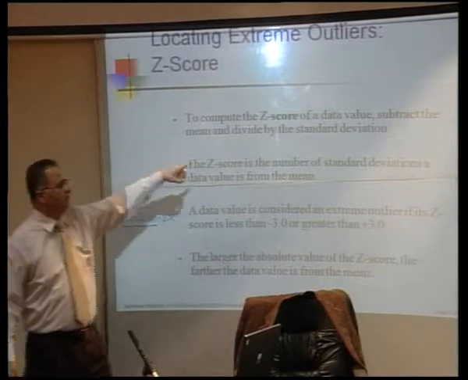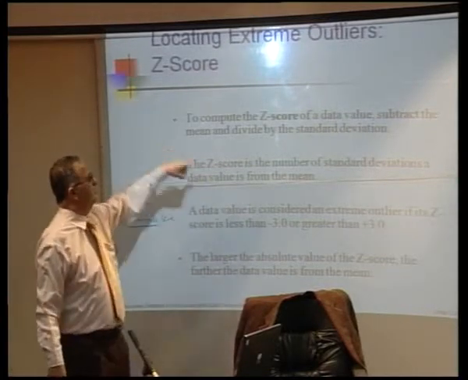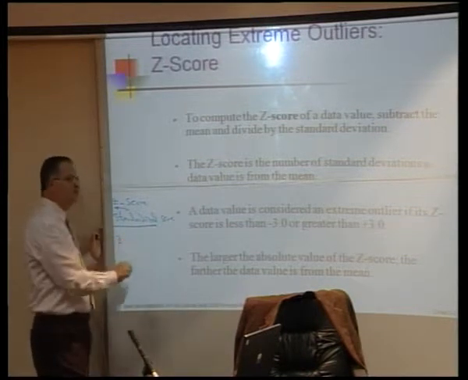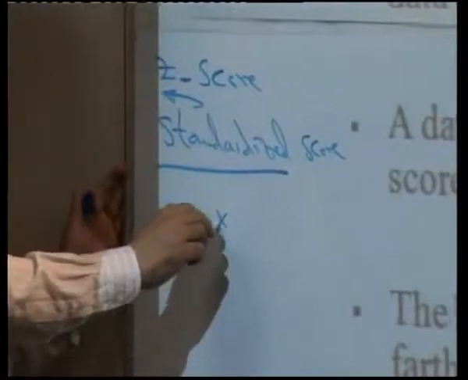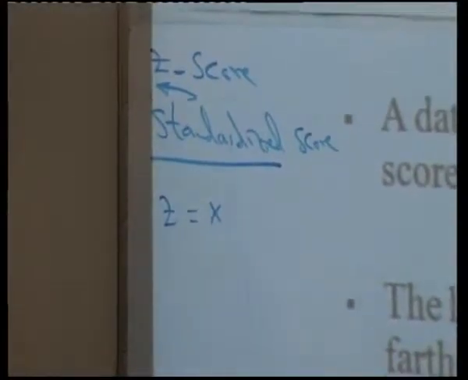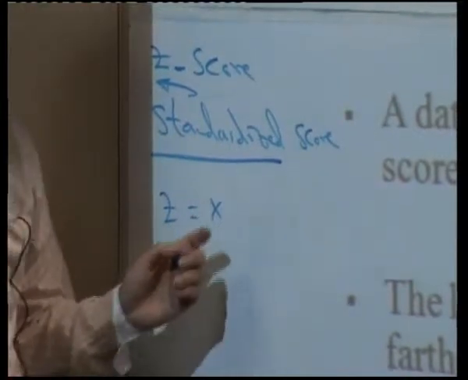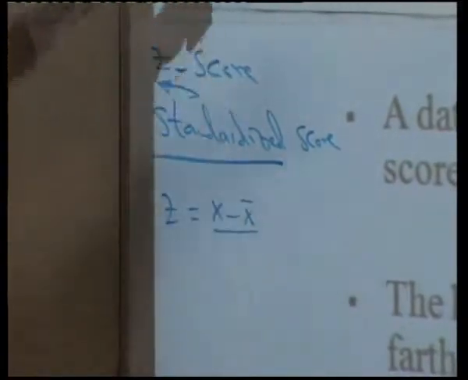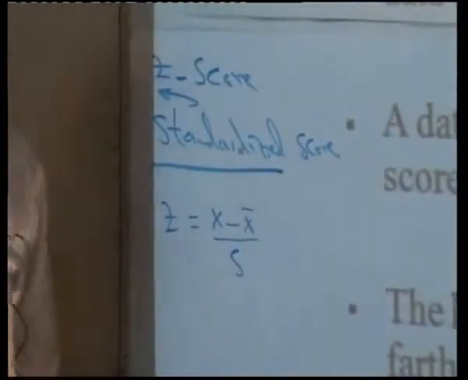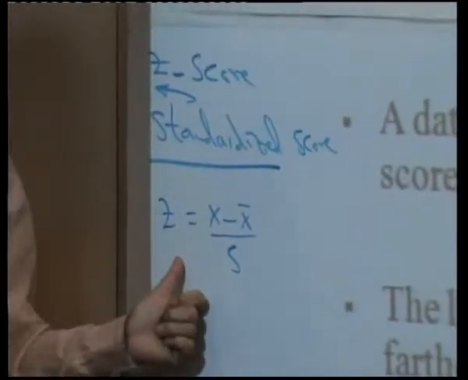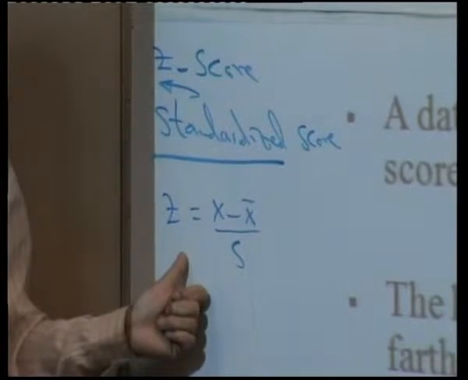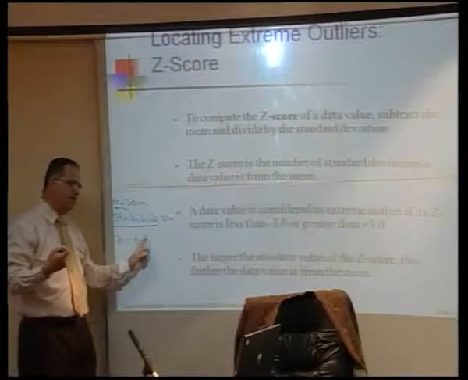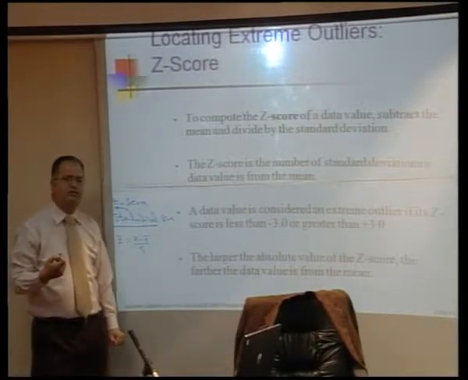To compute the z-score by data value, subtract the mean and divide by the standard deviation. That means, suppose we have data set X or data value. For each one we can compute the score. We have data value X, subtract its mean, then divide by the standard deviation. Now again, to compute the score, you have to compute the mean and the standard deviation, the same as CV. So this score is the distance x minus x bar, then divide by standard deviation.